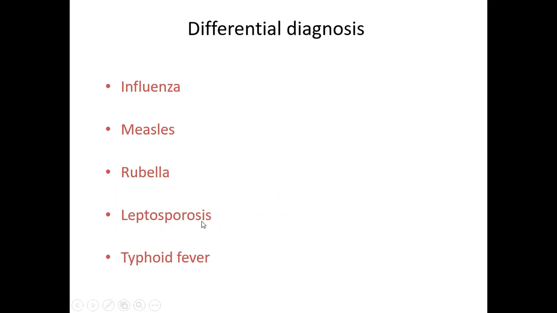This is because maculopapular rashes also occur in typhoid fever, in measles, and in rubella. So this maculopapular rash occurs in these conditions: typhoid fever, rubella, measles. So these are included in the differential diagnosis of dengue virus infection.